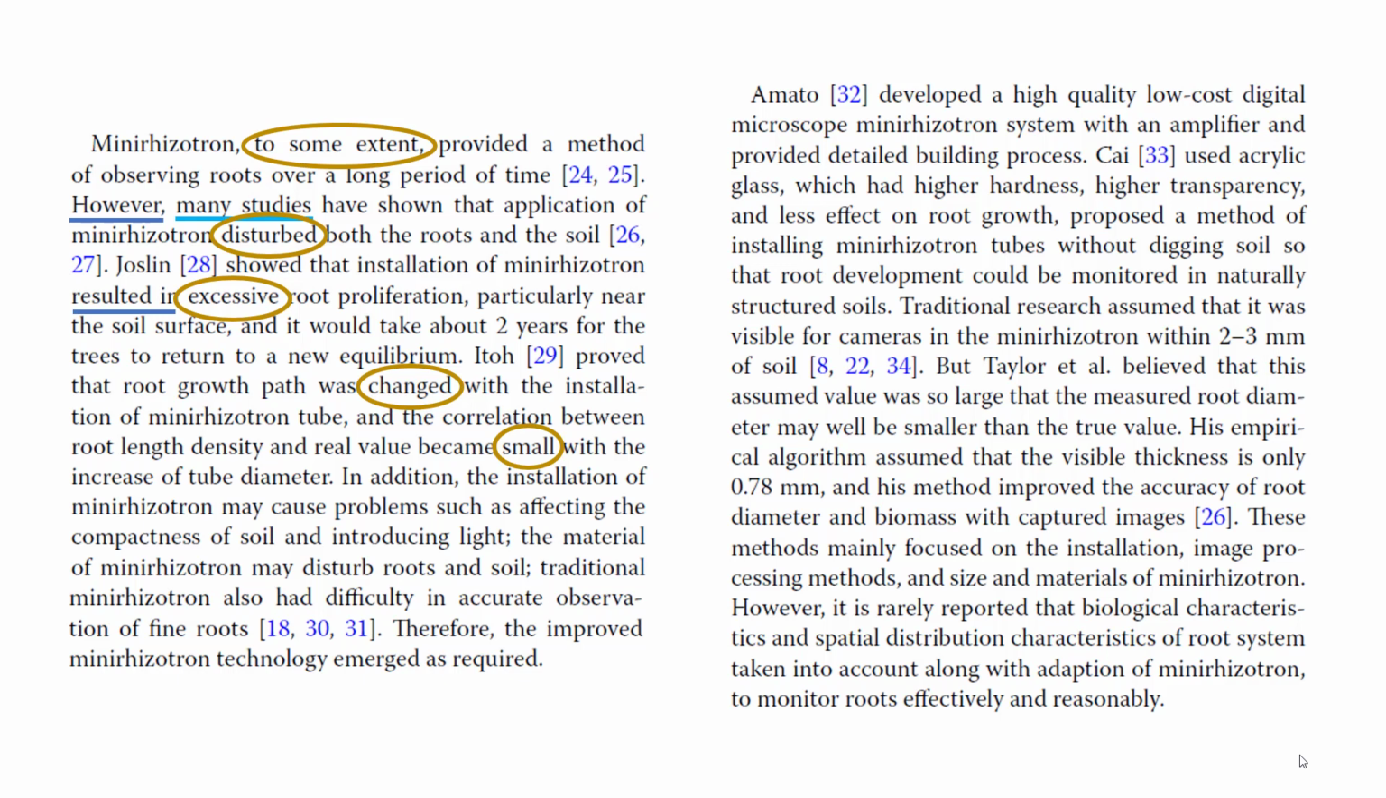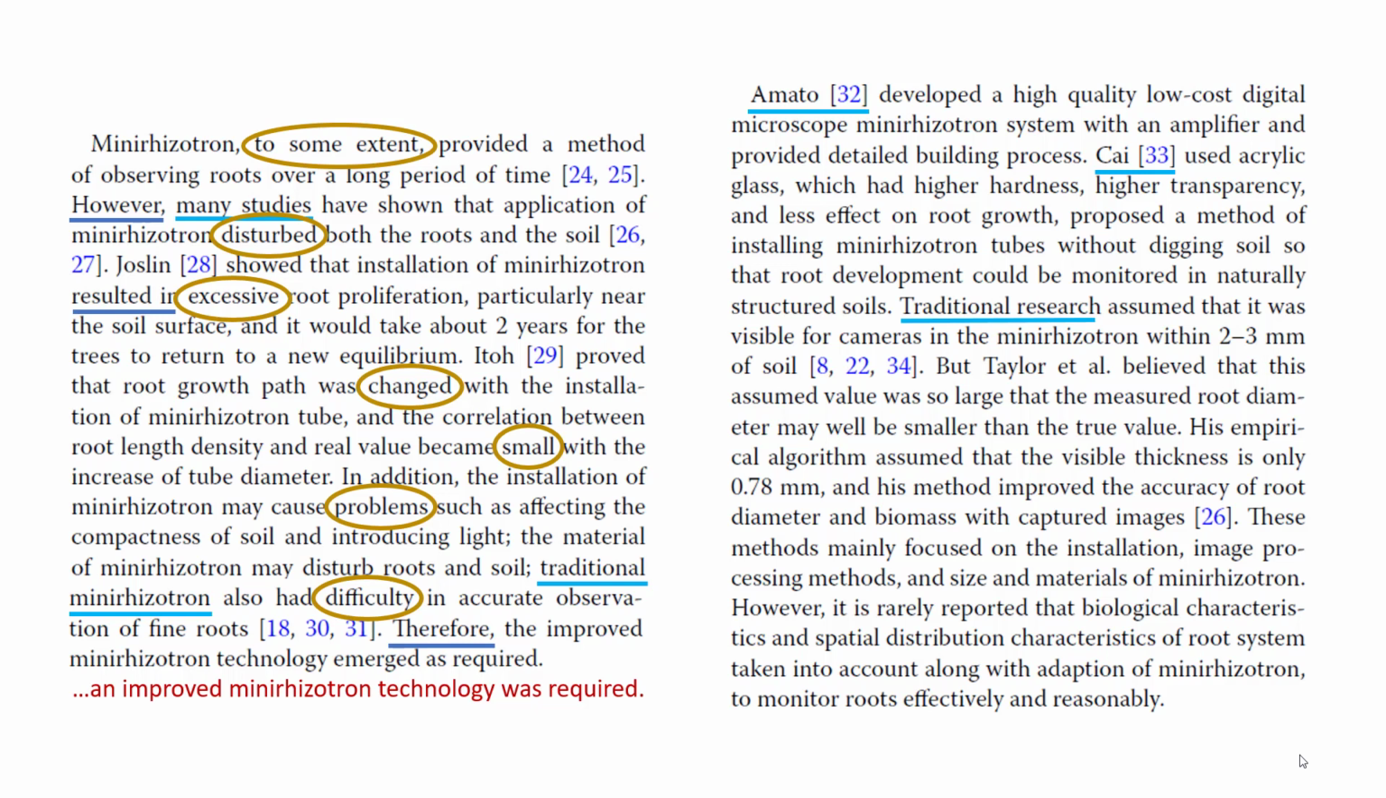So the traditional mini-rhizotron was an advance, but it still created some difficulties in being accurate. Therefore, and then I'm going to rephrase this a little bit, I wasn't quite sure what the authors meant by "technology emerged as required." So people have to develop technology. So I think what they mean is that therefore an improved mini-rhizotron technology was required, and then people actually did go about developing it, like Amato in the next paragraph developed this one, or Tsai used another method, acrylic glass. Right? So the traditional research had made some progress.